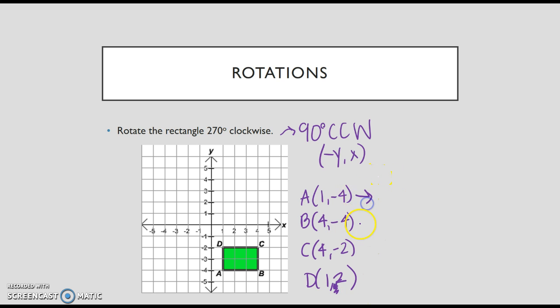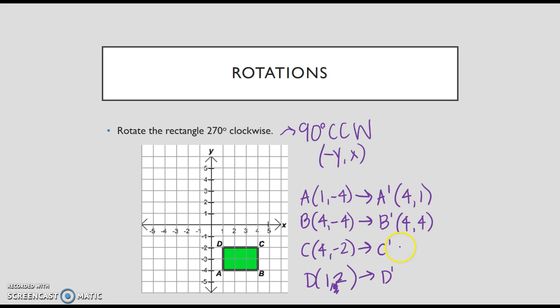All right, and then this is going to map onto whatever I find using that rule (-y, x). So I'm going to flip x and y, but change the sign of y. So if I flip, this would be -4, 1, but I'm going to change that -4 to a +4. This one, -4, 4, change that -4.